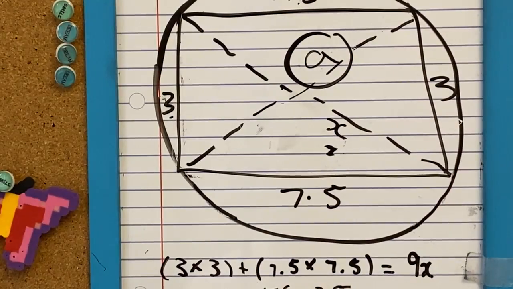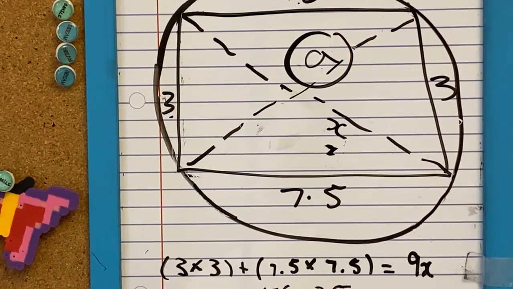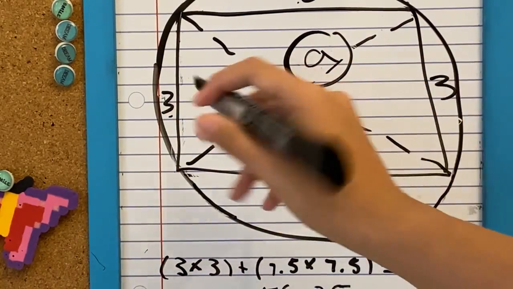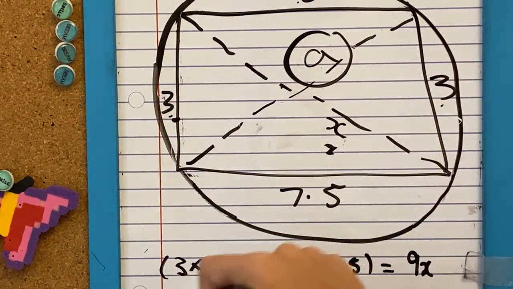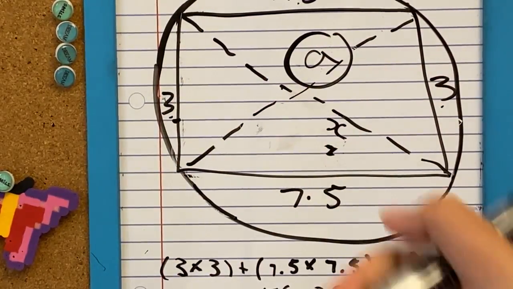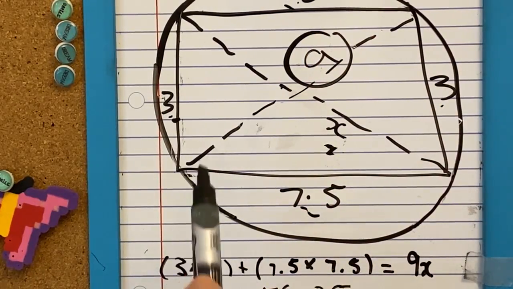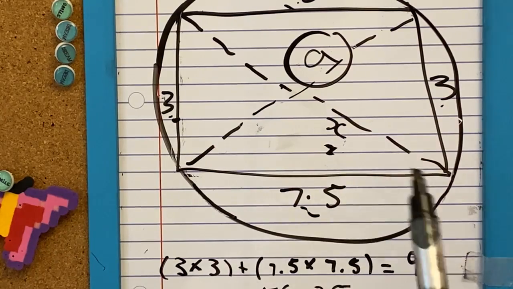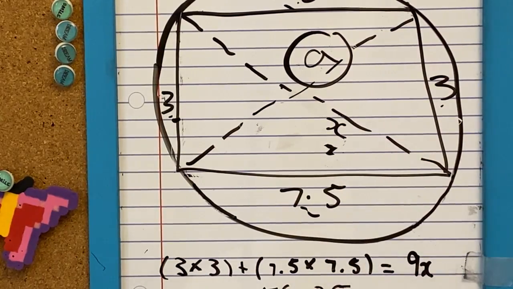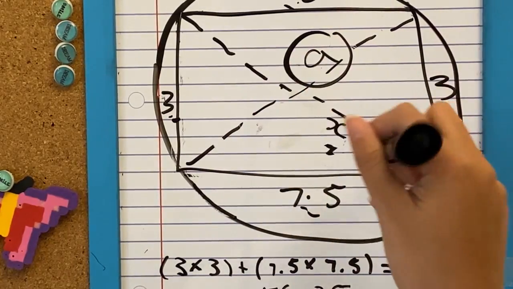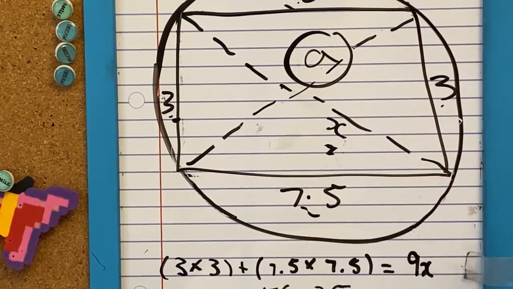Remember, in a cyclic quadrilateral, the sum of the products of the two pairs of opposite sides is equal to the product of the diagonals. So the opposite sides, this and this, would be 3 times 3 in parentheses, plus the other pair of opposite sides, this and this, which would be 7.5 times 7.5 in parentheses, equals the product of the diagonals, which would be x, one diagonal, and 9, the other diagonal.